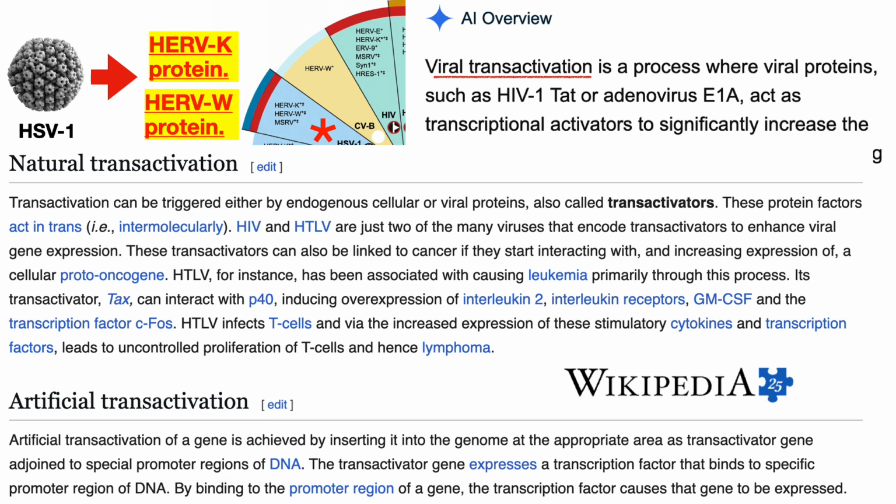Artificial transactivation. This is the type of transactivation that cell and developmental biologists are usually thinking about. Artificial transactivation of a gene is activated by inserting it into the genome at the appropriate area as a transactivator gene adjoined to specific promoter regions of DNA. The transactivator gene expresses a transcription factor that binds to specific promoter region of DNA. By binding to the promoter region of a gene, the transcription factor causes that gene to be expressed.